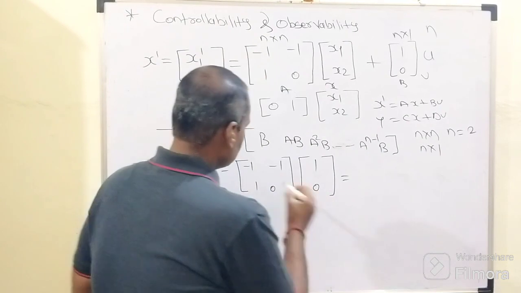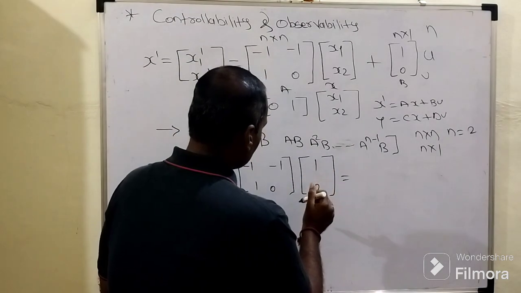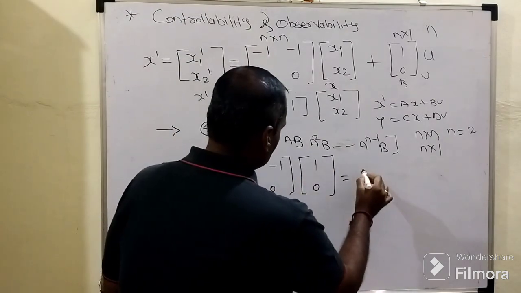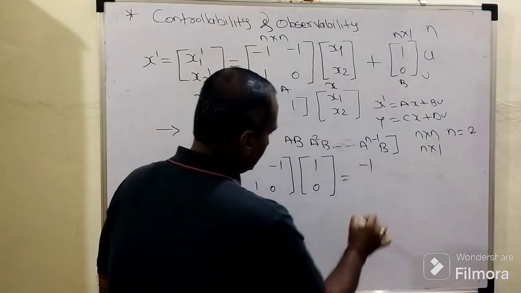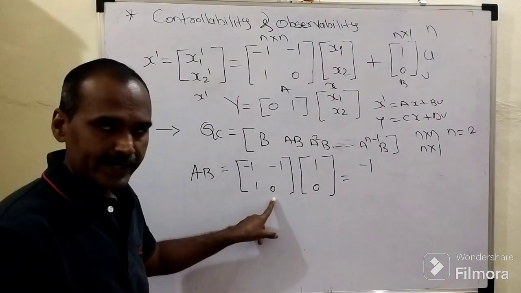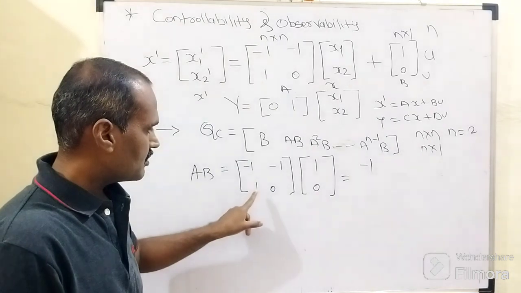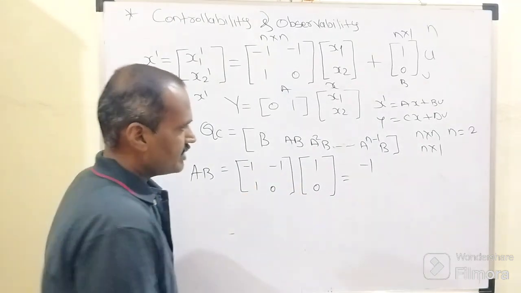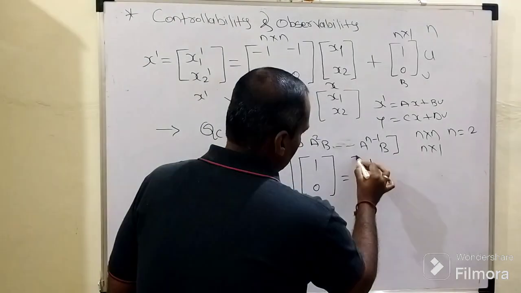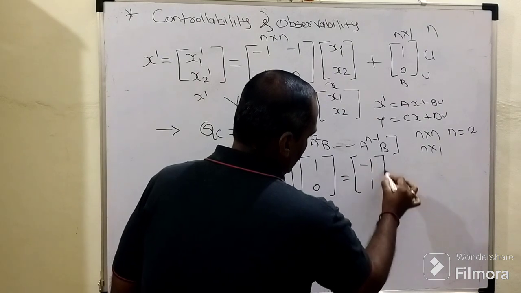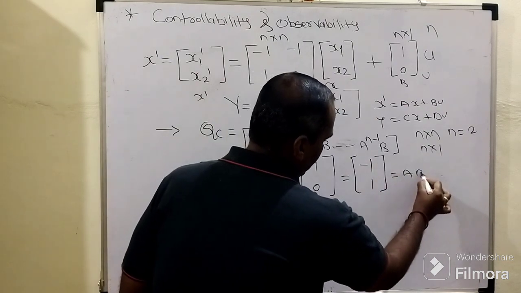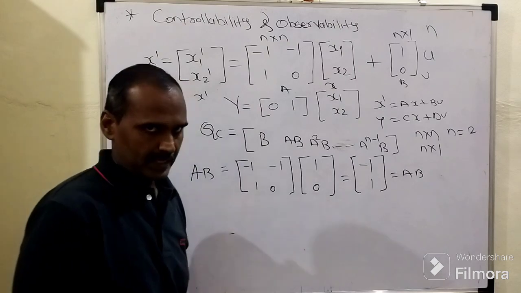As a result of this, minus 1 times 1 plus minus 1 times 0, so obviously it will become minus 1, right? As far as the second row is concerned, the first element is 1, so 1 into 1 plus 0, so obviously it will become 1. So see, this is nothing but the matrix denoted as A times B, right?